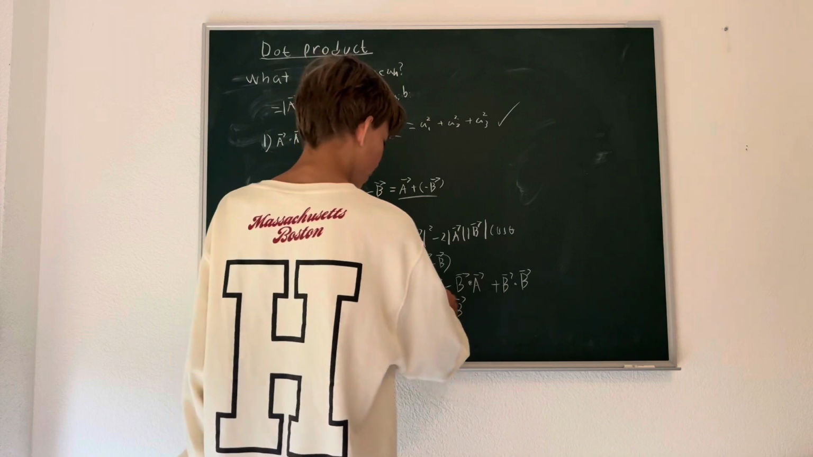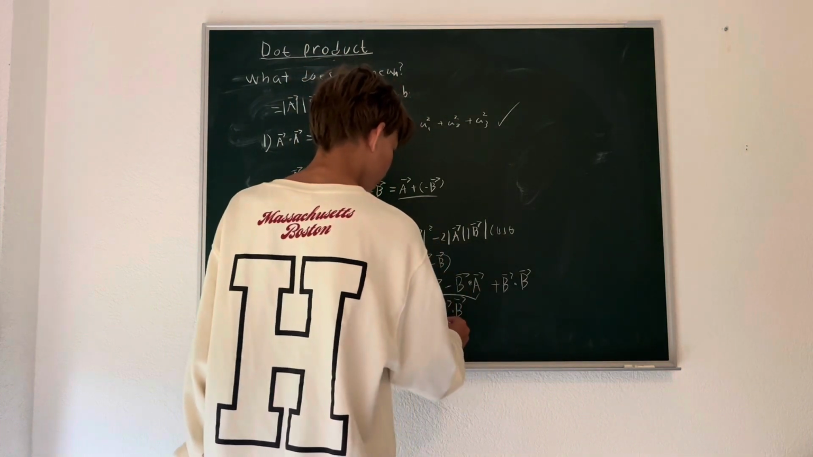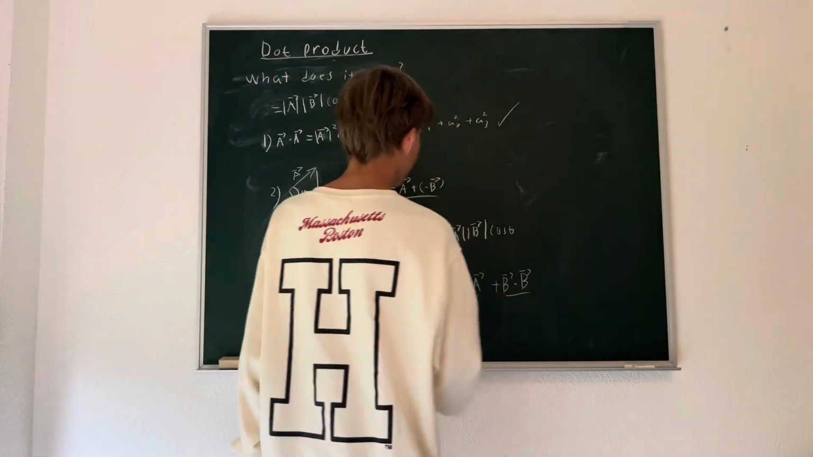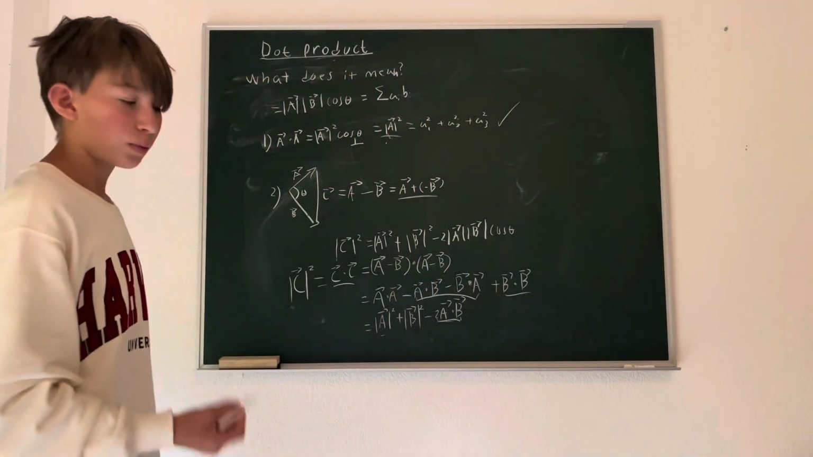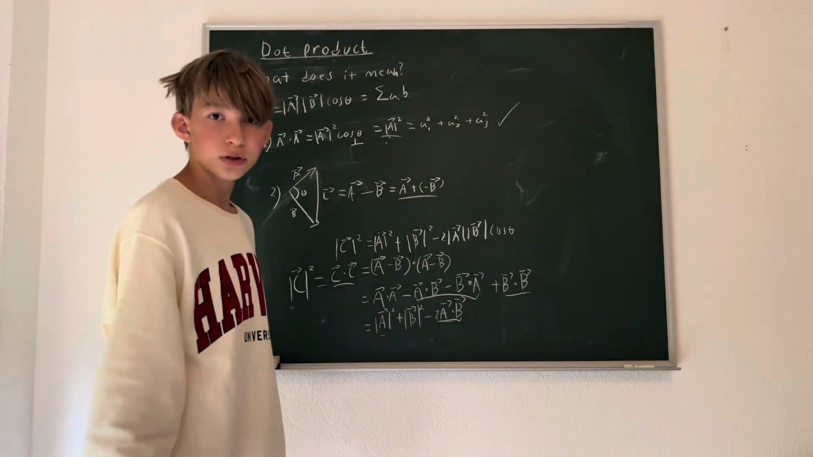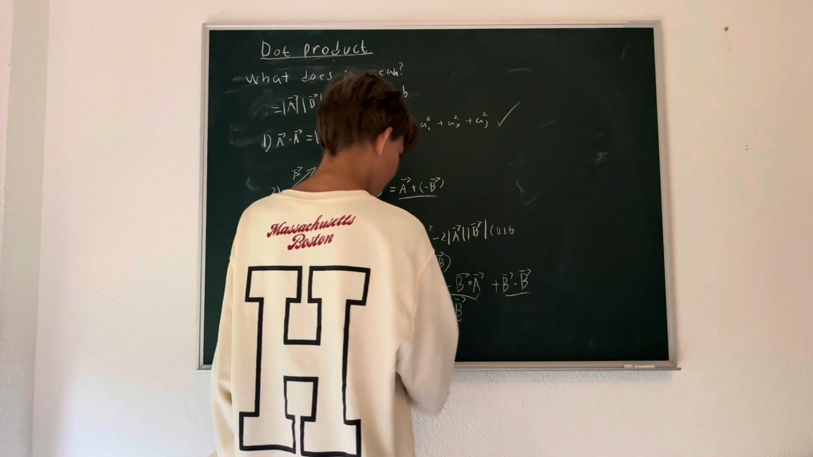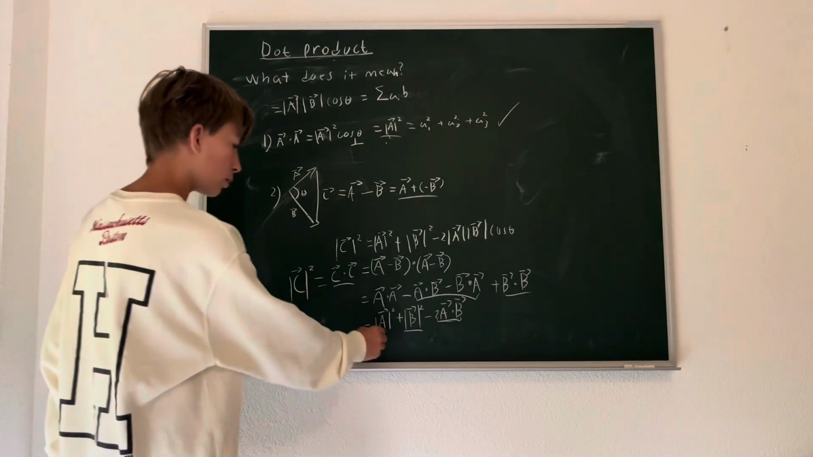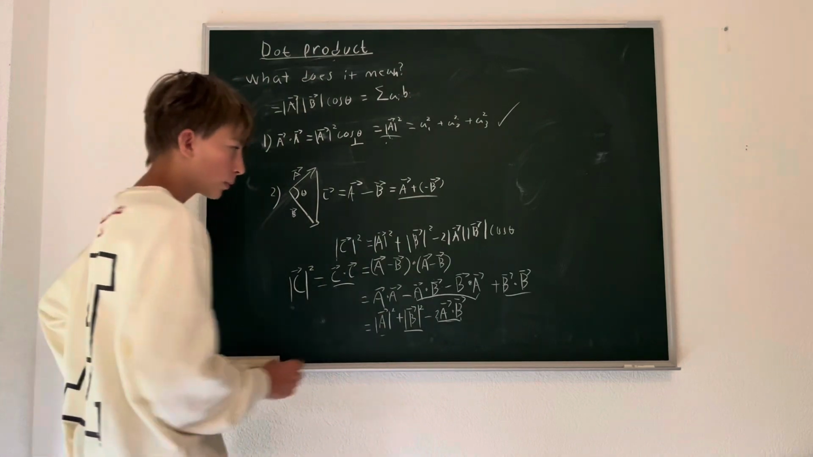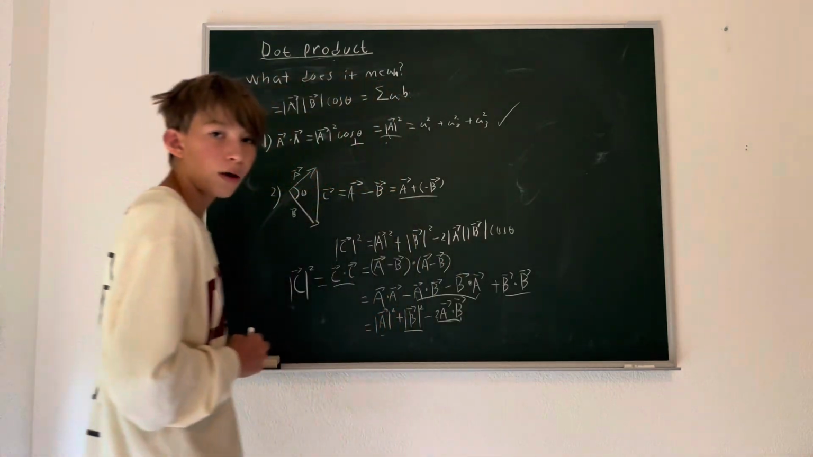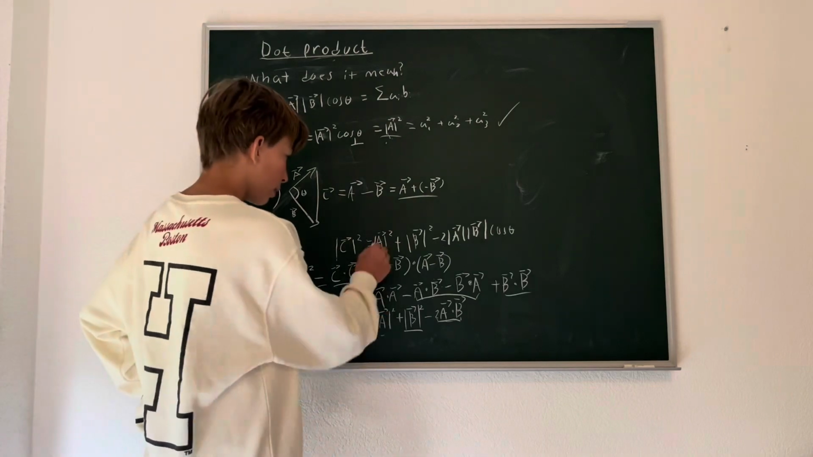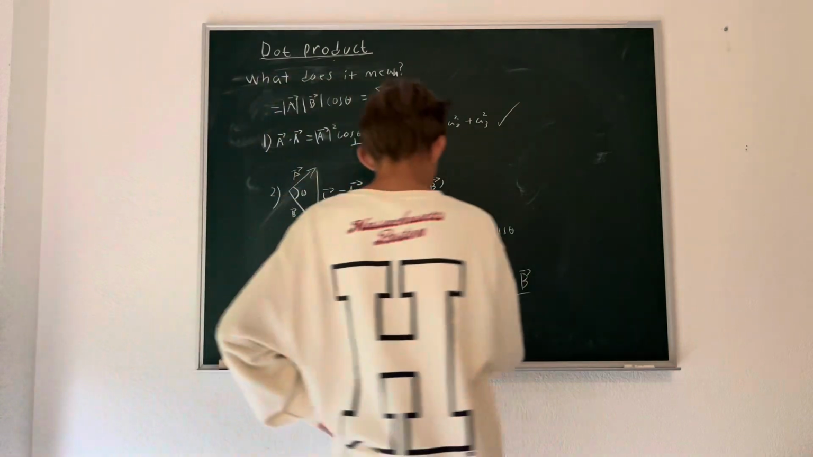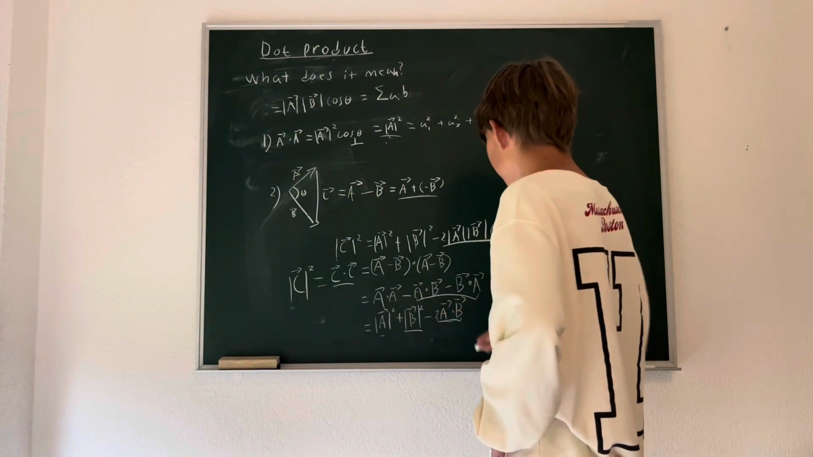So this is how we get this term, and this, of course, is again a dot product with itself, which is just the length squared. And that's how we get this. And this looks an awful lot like the law of cosines, right? So we have the magnitude of A squared plus the magnitude of B squared minus 2 times this term right here.